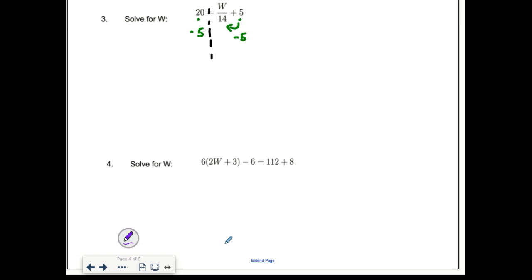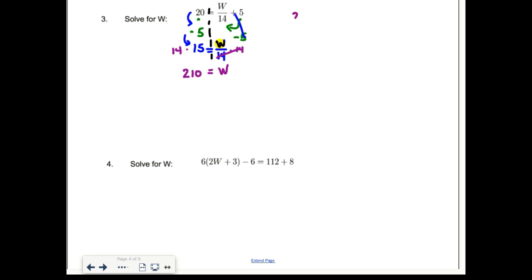When I subtract 5 from both sides, if I combine these, 20 minus 5 is 15. And on this other side, these cancel. And so we're just left with a W over 14. It looks kind of ugly, but it's not that bad. Because the next step, we're isolating the variable. Here's the variable. So how do we undo something being divided by? To undo something being divided by, I'm going to multiply by 14. So these cancel, leaving me with a W. And then in my calculator, I'm going to type 14 times 15. And you get 210.